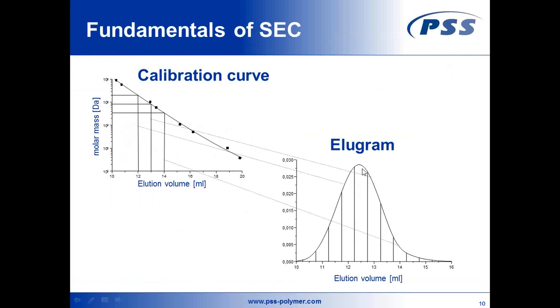This is your primary information you get out of your SEC measurement, meaning you see when your large molecules start to elute from your column, and you see when your smallest molecules at the end will come off the column, and in between you have a degree of size from the left-hand side to the right-hand side, indicated in my elugram picture here. In order to get some molar mass information, you need to apply a calibration curve.